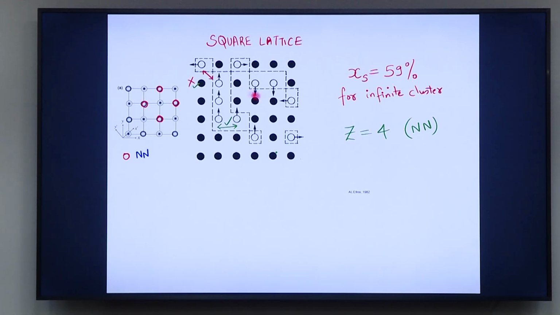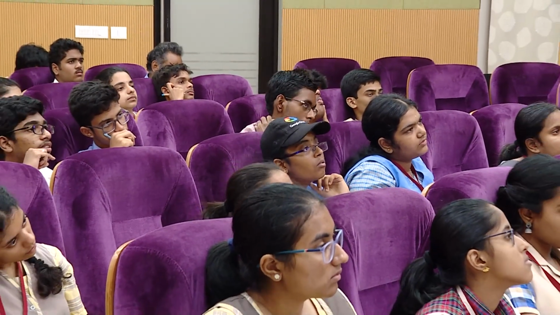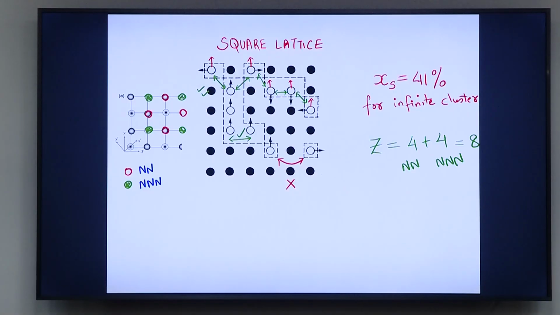And then if you take this square lattice, the percolation threshold was 59% for the infinite cluster if you consider only nearest neighbors, Z equal to 4. But what if I make it next nearest neighbor? So this is the site, these 4 are the nearest neighbors, the next 4 are the next nearest neighbors in green. Then Z is 8, but Xc comes down to 41%.